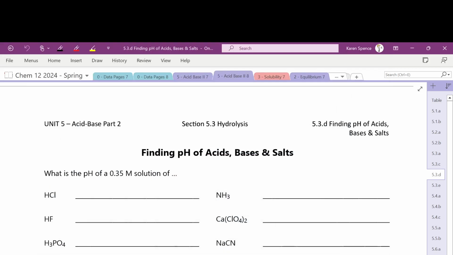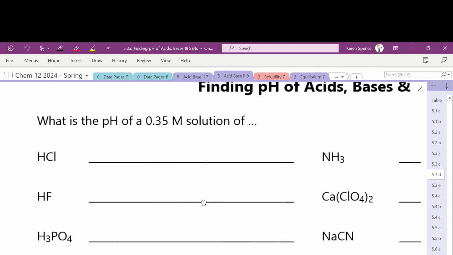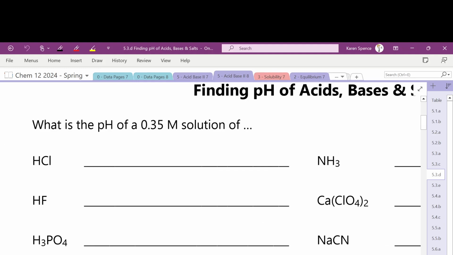Okay, page 51, 5-1. So what we're going to do is, I know it says what is the pH of a 0.35 molar solution. You're not actually going to be doing that calculation, okay?